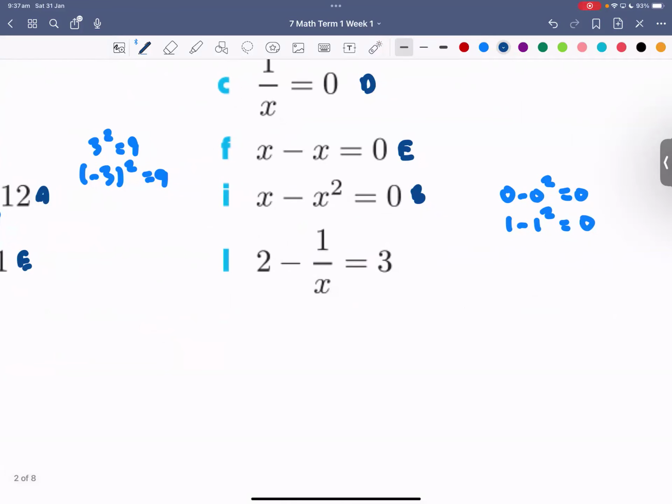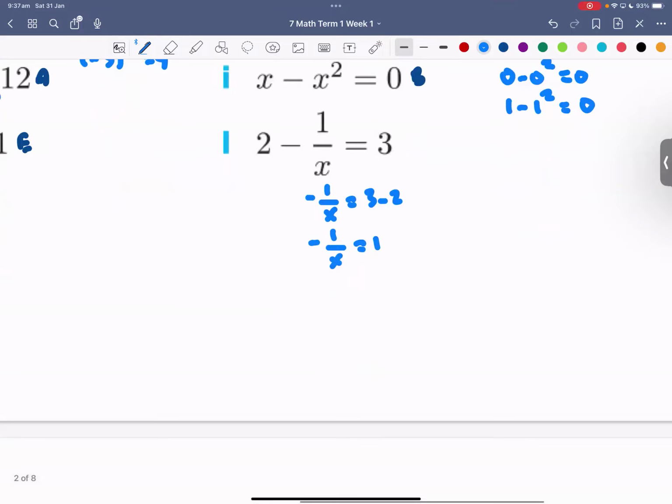And the last one, I think we can do this. It's a little bit hard. I'm going to bring the 2 to the other side. If I bring the 2 to the other side, it becomes minus 2. Minus 1 on x equals 3 minus 2, meaning minus 1 on x equals 1. And then I'm going to times both sides by negative 1. I haven't taught you this yet, so if you don't understand what I'm doing, it's okay. 1 divided by what gives you negative 1? Negative 1. Don't stress too much.